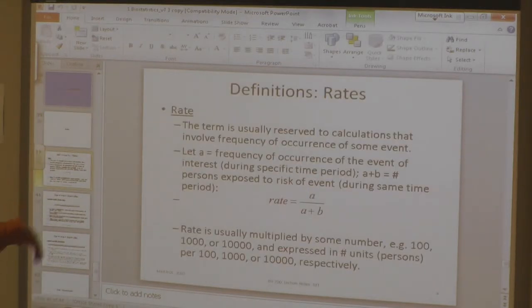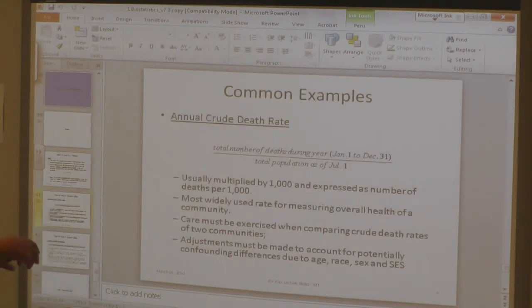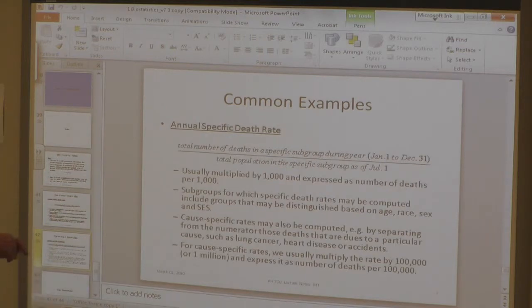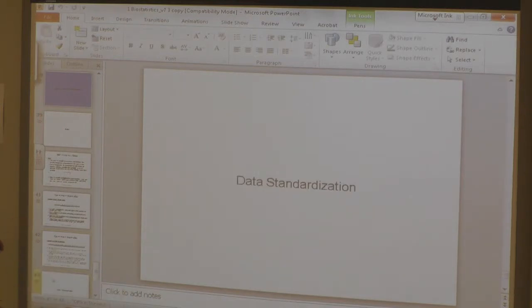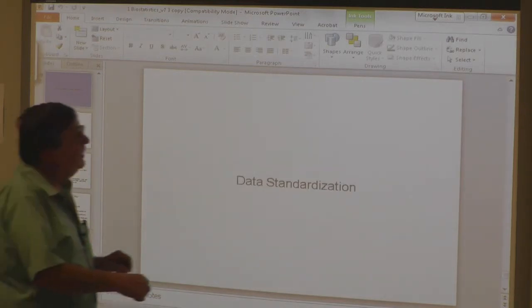Okay, then later on we're going to talk about rates, and certain special rates like death and mortality rates, and we're going to look at other kinds of rates which have some specific grouping, like age-specific, gender-specific, and so forth, and we'll give it a try. Okay, so let me get this out of the way.